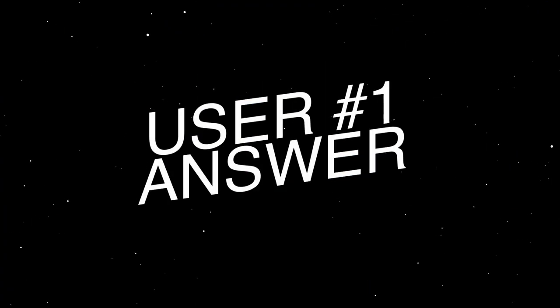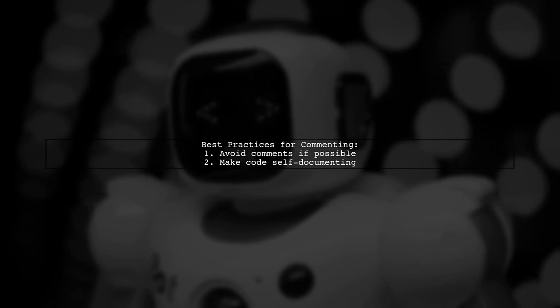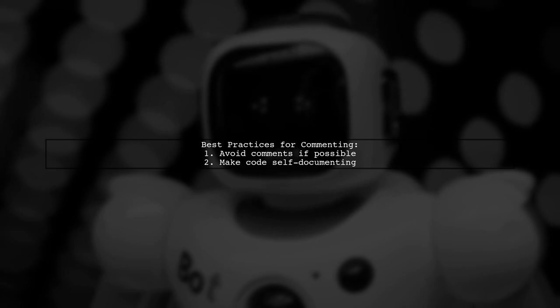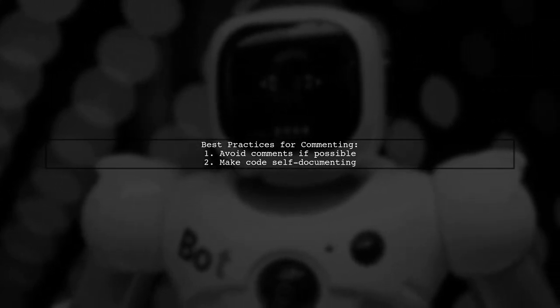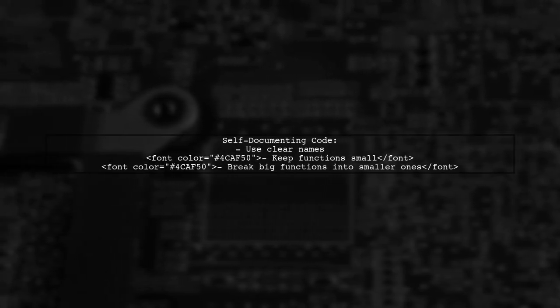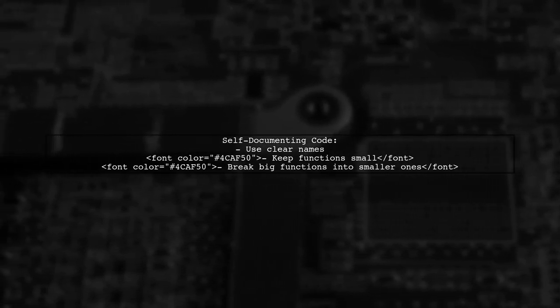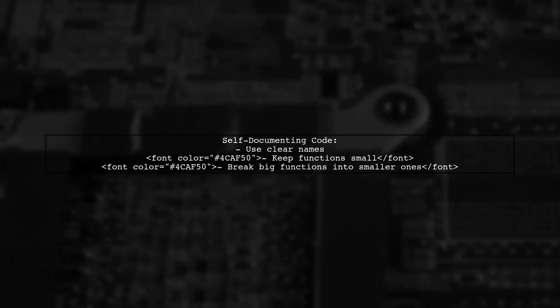Let's now look at a user-suggested answer. The best practice for commenting is to avoid them when possible. Instead, focus on making your code self-documenting. Use clear and descriptive names for types, functions, and variables. Keep functions small and simple. Choose file names that clearly indicate the purpose of the code. Use comments only when necessary to explain non-obvious aspects.